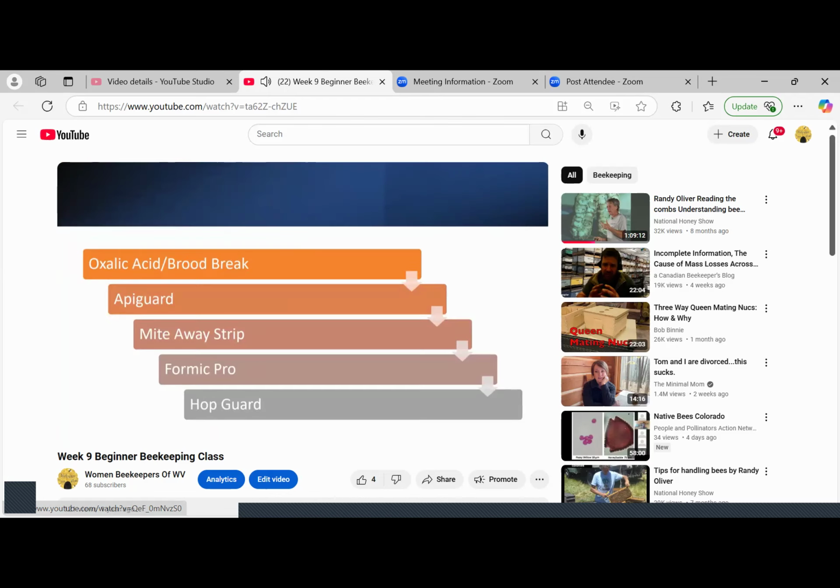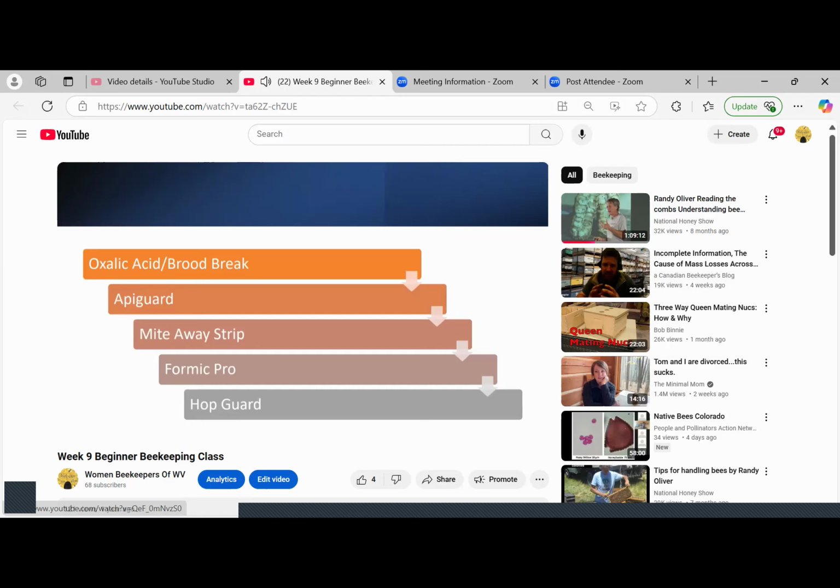The first one is oxalic acid, and then the next one is brood break, and they kind of go hand in hand. And then Guard, I started using that last year. I used it many years ago in the little pans, but last year I used the tub. You'll see it on the slide here, and you use a syringe and then put it on a little pad, and then Mite Away strips. I do not use those any longer, but I'm not against them.